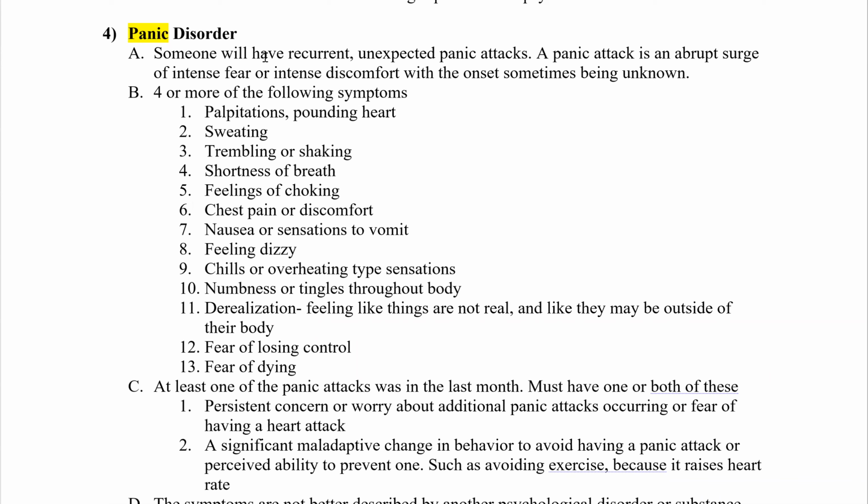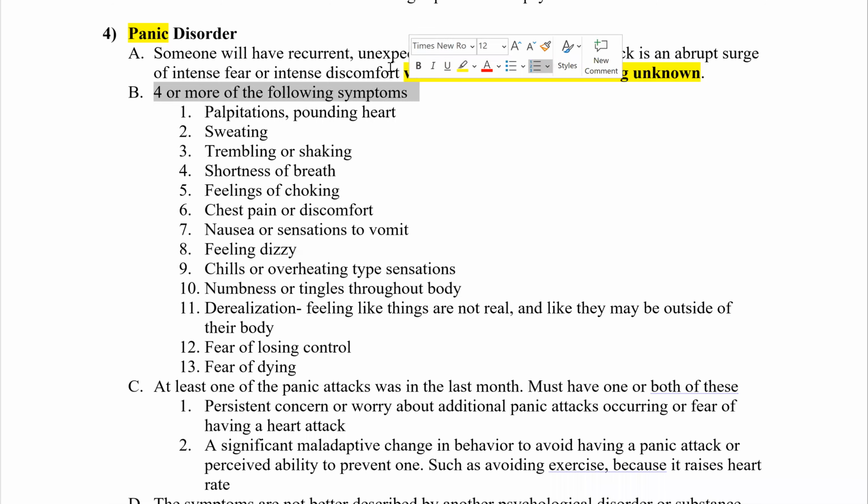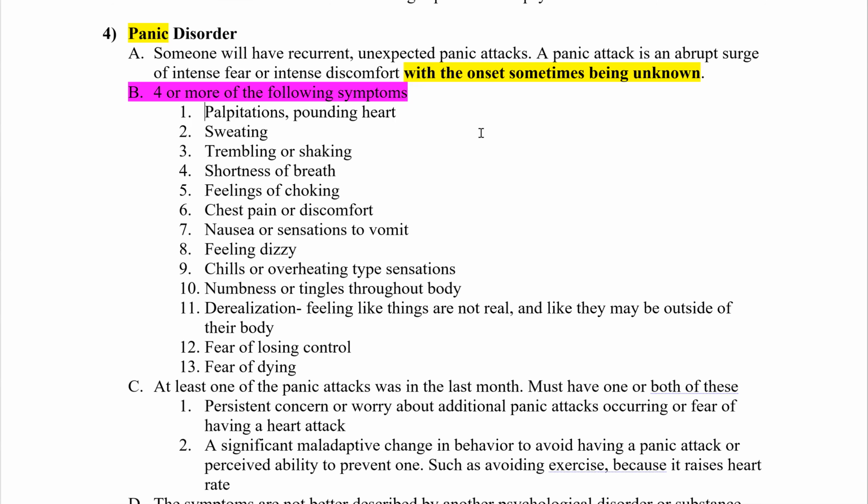So, stated in a different way, someone will have recurrent unexpected panic attacks. A panic attack is an abrupt surge of intense fear or intense discomfort with the onset sometimes being unknown. So this is where sometimes people are able to identify the triggers they have. Other times their panic attacks come with no warning and they just have to react to them when they do happen. And they have to have 4 or more of the following symptoms. As we get into these symptoms, you're going to notice they're vastly different than the previous anxiety disorders that we went over. So sit back and let's see what they look like.